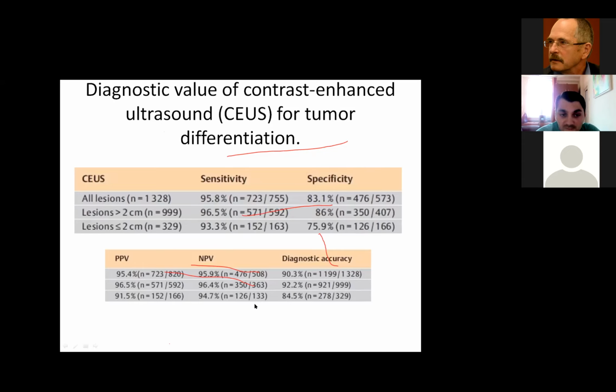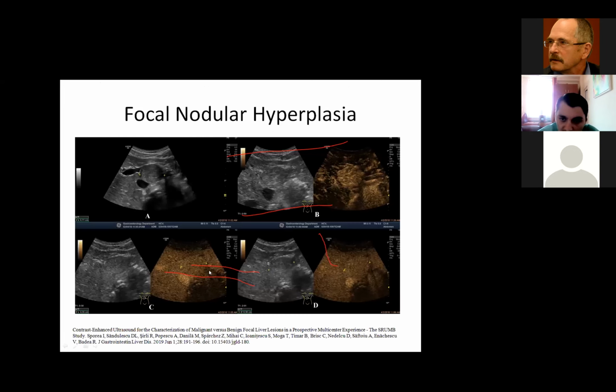Here you have a table with the performance of CEUS for the whole lesion set, and you can see it's quite good performance, 95% sensitivity and 83% specificity. They also differentiated the lesions into those more than 2 centimeters and less than 2 centimeters, and the sensitivity and the specificity were quite the same, so there wasn't a big difference with regard to the size of the lesion. I also inserted a few images in order to give a better view and a better understanding of how it works and how you can easily evaluate the enhancement pattern of the lesion.